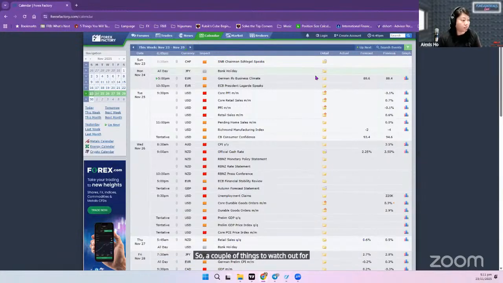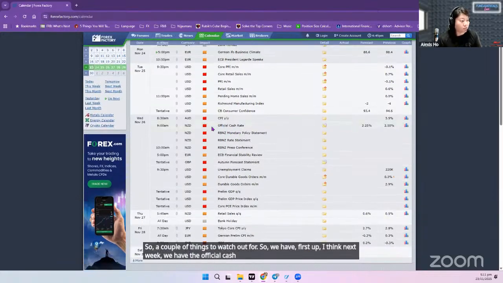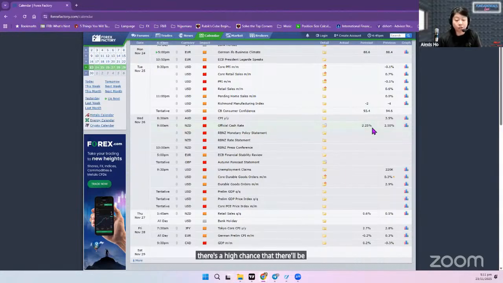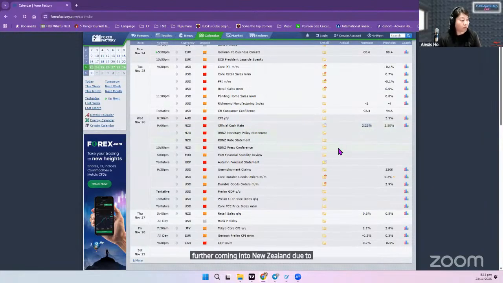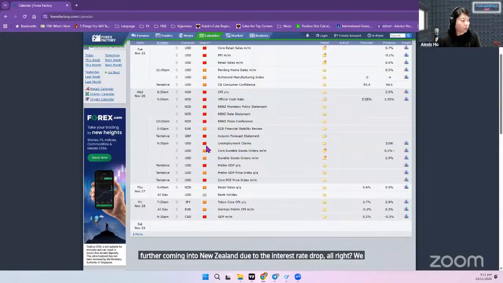So we have first up, I think next week, the official cash rate from the New Zealand side, where there's a high chance that there'll be a 0.25% drop. In fact, it's already forecasted a 0.25% drop in interest rate. So we might see a little bit of retracement and softness further coming into New Zealand due to the interest rate drop. All right. We also have USD unemployment claims coming on Wednesday.